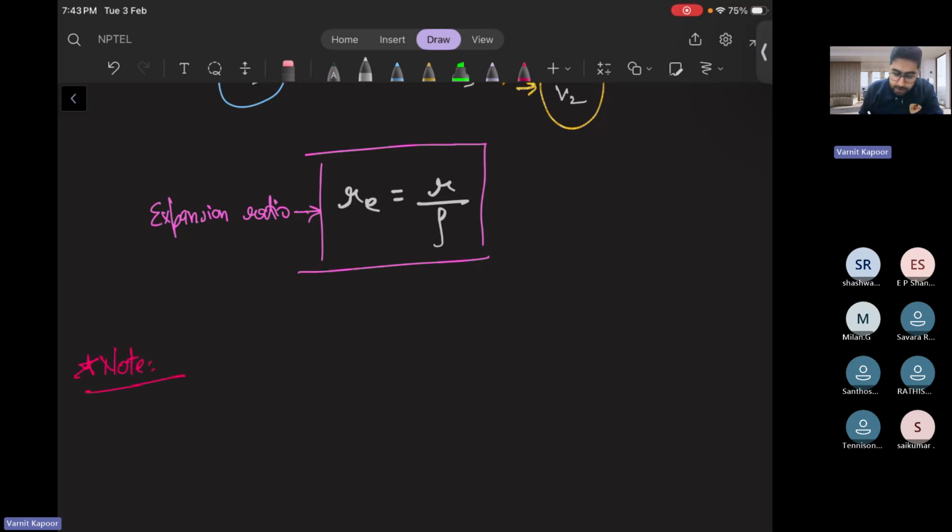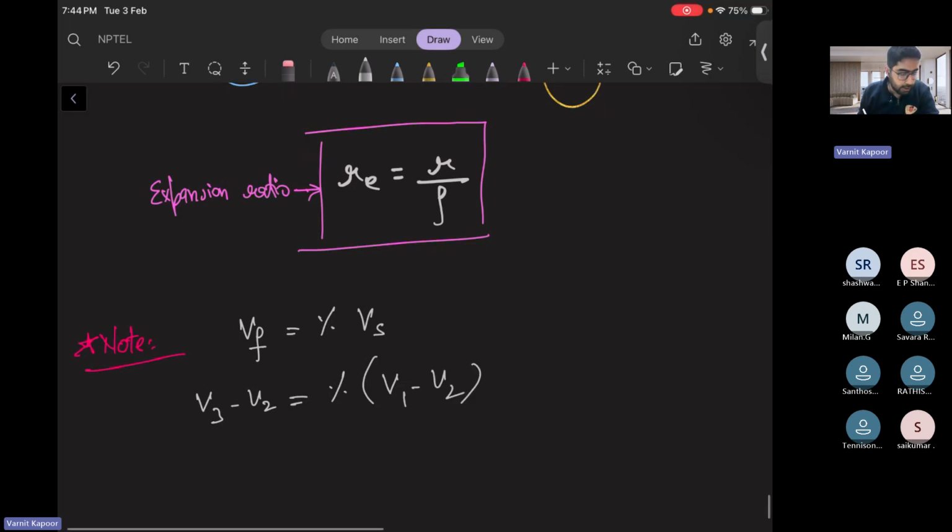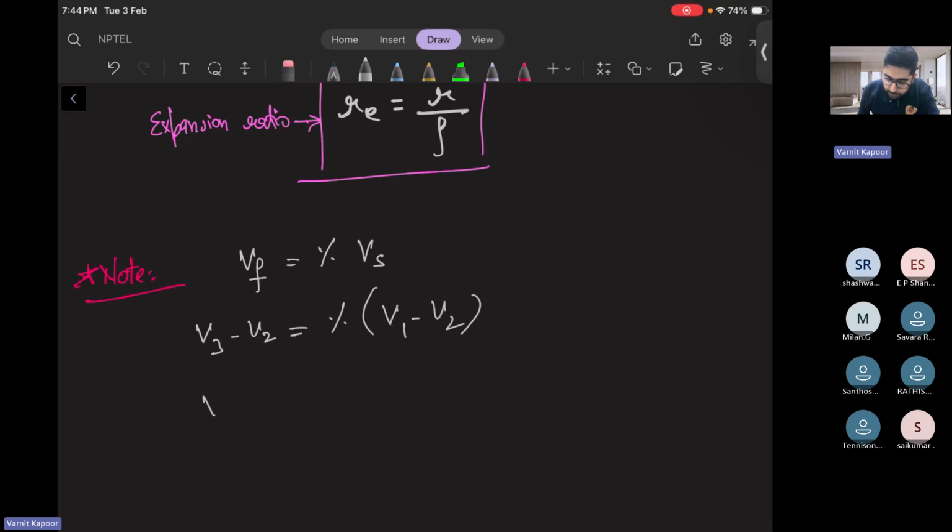So if I'm saying that fuel supplied is a percentage of swept volume, Vs. If you are supplying fuel for some percentage of the complete swept volume, that means fuel is supplied from V2 to V3. So V3 minus V2 is a percentage of swept volume, V1 minus V2. Okay, if I divide both sides by V2, it will be V3 by V2 minus 1 is some percentage of V1 by V2 minus 1.